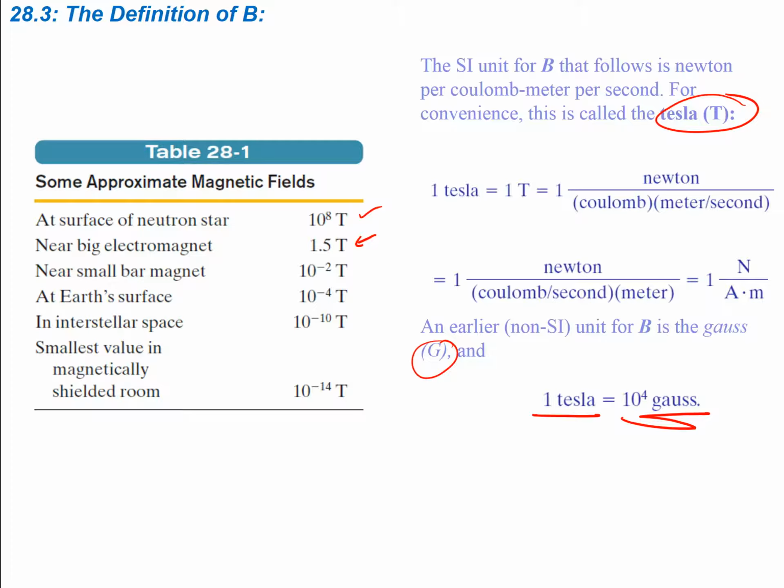Now, near a small bar magnet, like I showed you before, something like this, where you have the north and south pole, you have 10 to the negative 2 Tesla. At the Earth's surface, you have 10 to the negative 4 Tesla. So just here on Earth, the Earth's magnetic field is producing 10 to the negative 4. In interstellar space, pretty far away from everything else, you have 10 to the negative 10 Tesla. And the smallest value in a magnetically shielded room is going to be 10 to the negative 4th Tesla, right? So you always have at least some bit of magnetic field. Okay.